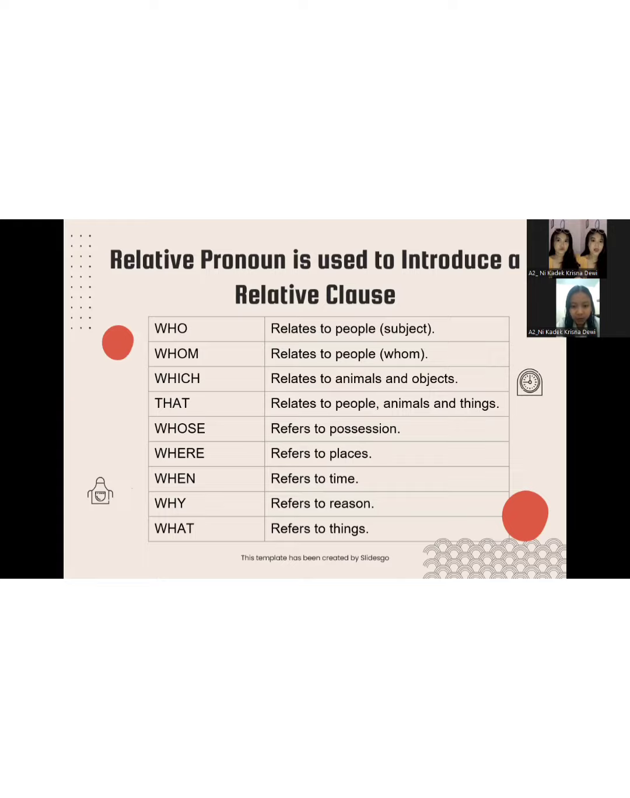Who relates to people or subject, whom relates to people or object, which relates to animals and object, that relates to people, animals, and things, whose refers to possession, where refers to place, when refers to time, why refers to reason, and what refers to things.